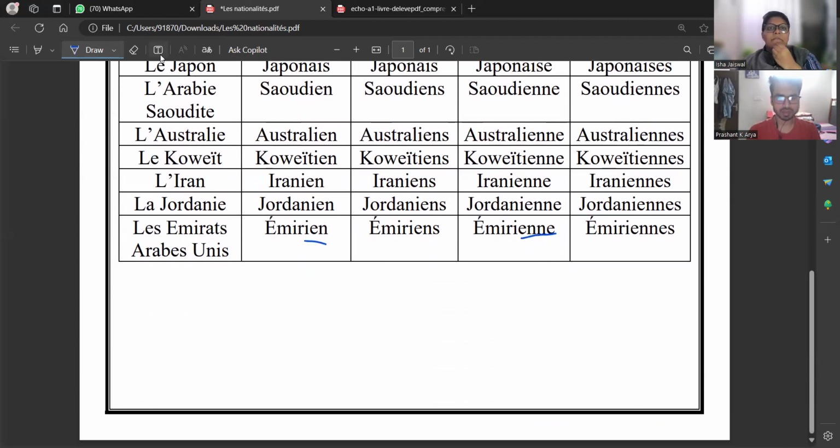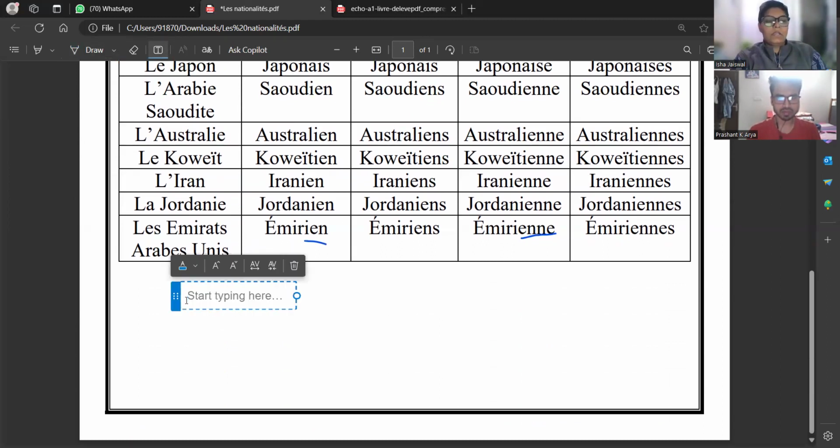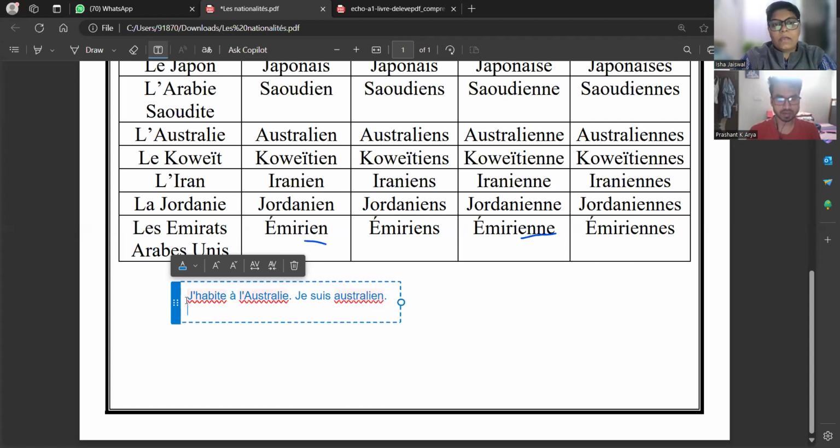Now, suppose you want to write about Australia. For example, you write about yourself. You write J'habite à l'Australie. Je suis Australien. Australian. Now, if you're adding for a female, she is Australienne. Australian.